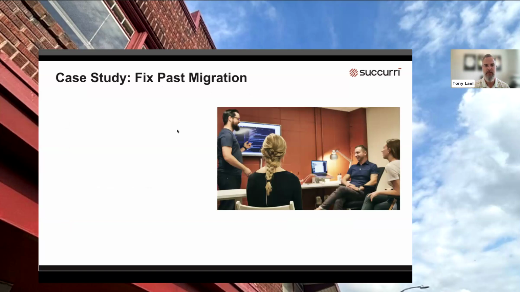When we went through this next example, this is the example of, hey, they already migrated to the cloud, but weren't very successful. So Grant, talk us through this example.